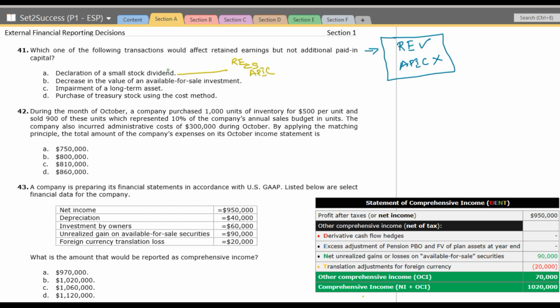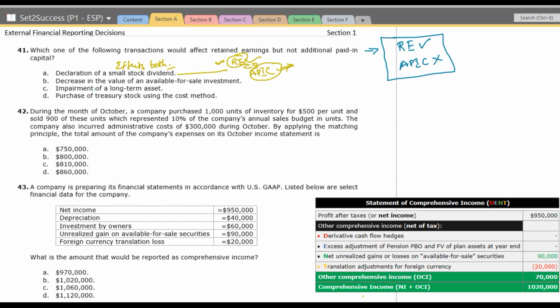So with this transaction, declaration of a small stock dividend, your retained earnings is debited, and your common stock is credited. So here, both retained earnings and APIC are affected. So this transaction affects both.